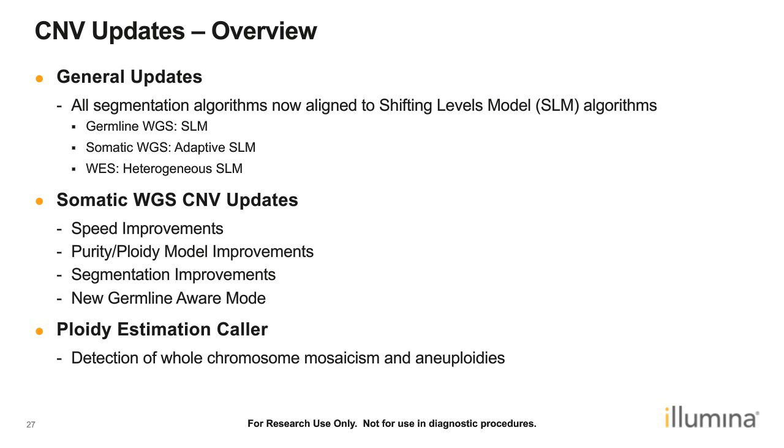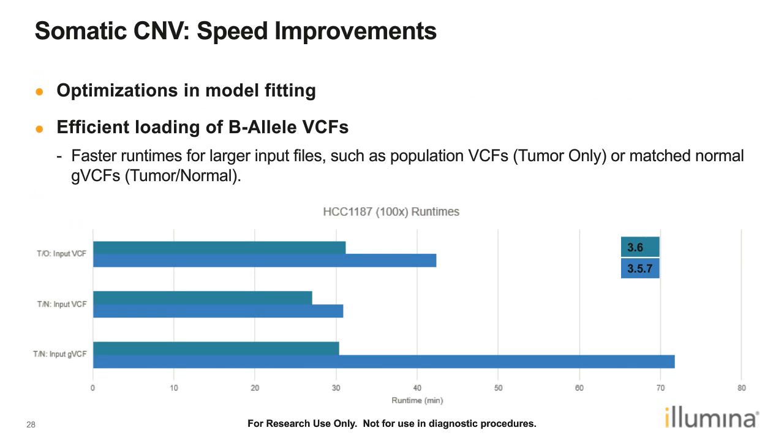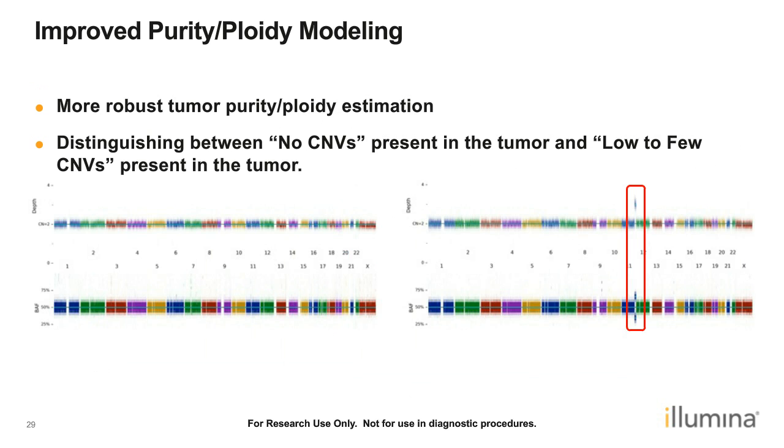So here are some runtime improvements that we have seen. This is again using the 1187 cell line, just showing you the comparison. The 3.6 is faster for this cell line versus 3.5. So if you're using whole genomes to do CNV somatic calling, then you should see a speed up in this release.